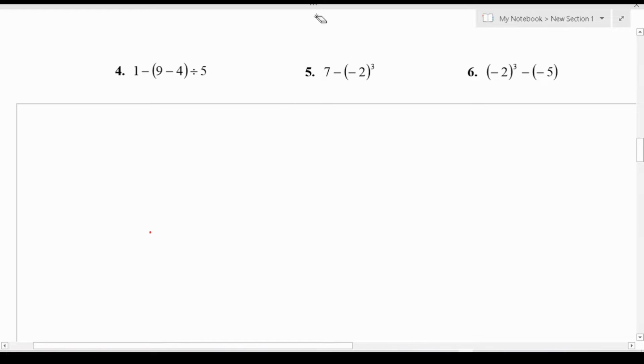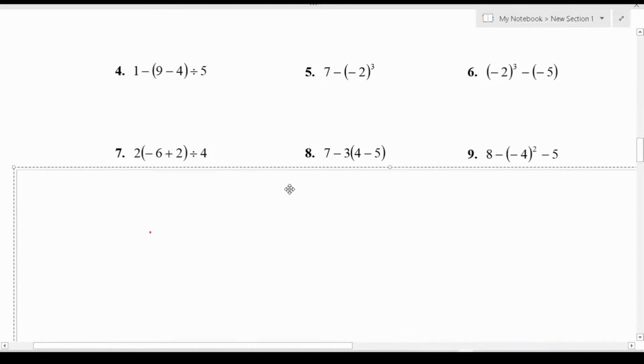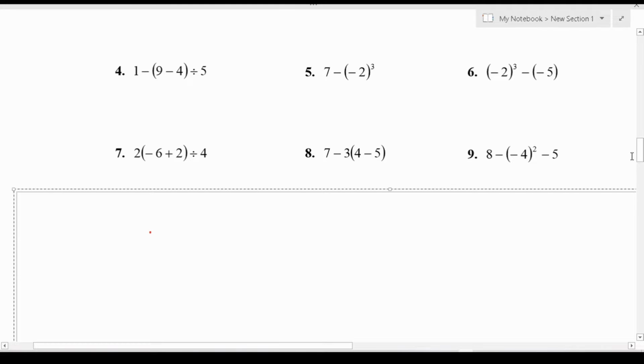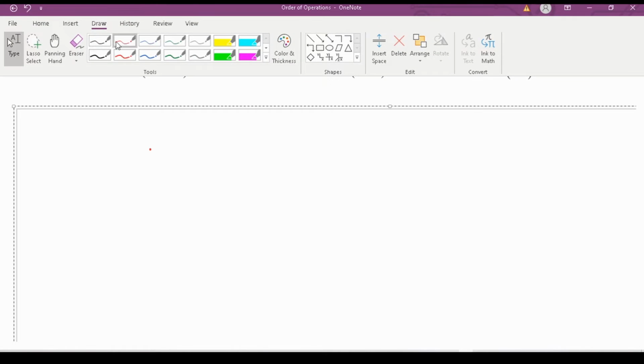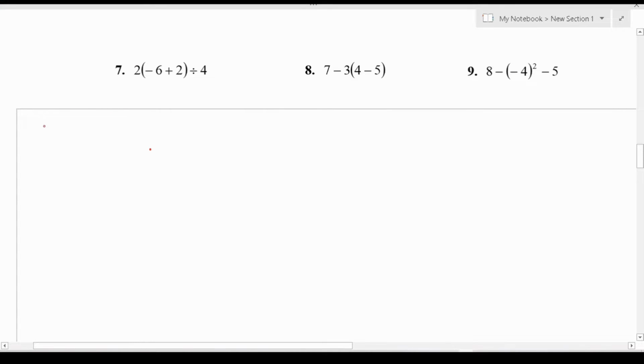Let's go ahead and move on to 7 and 9. And as you can tell, these questions are getting progressively more difficult as we go through this practice test. Let's start 7 by, and let's go back to the thin pen.